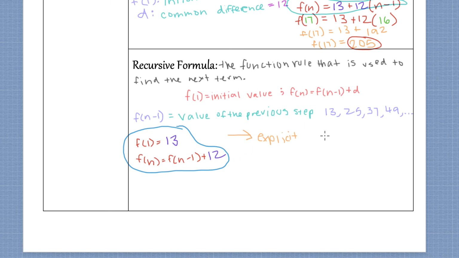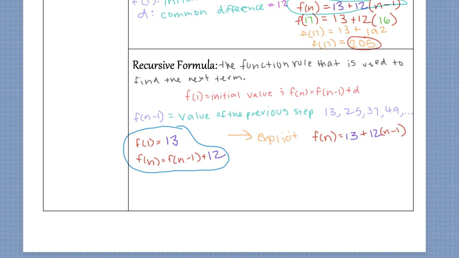And so we're going to write it out over here. F of n is equal to, and remember next is the initial value, and we know the initial value, and it's 13. 13 plus, and the next one is going to be the common difference. The common difference we said was 12. So f of n is equal to 13 plus 12 times n minus 1. And so that is going to be our explicit formula.